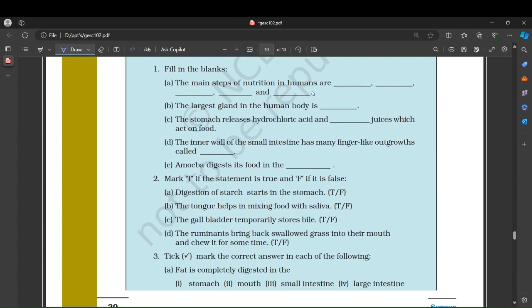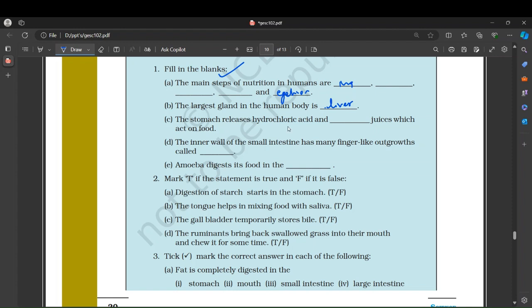So we have here fill in the blanks. The main steps of nutrition in humans are, what are the steps? Ingestion, digestion, absorption, assimilation, and the last one is egestion. The largest gland in the human body is the liver.